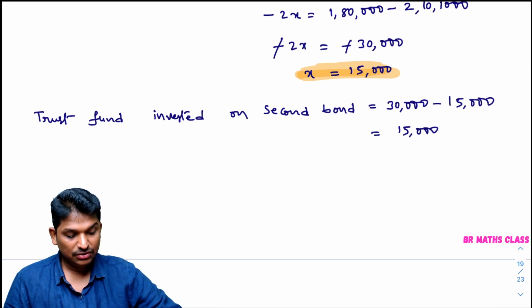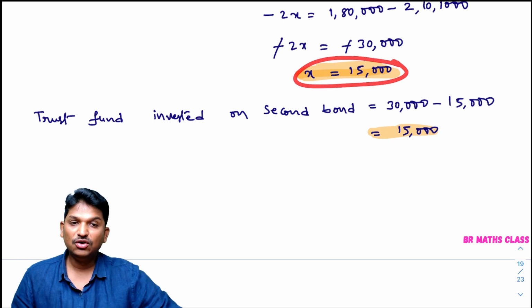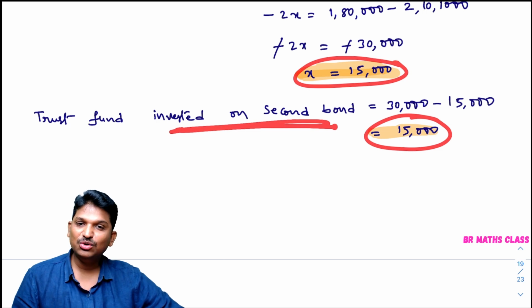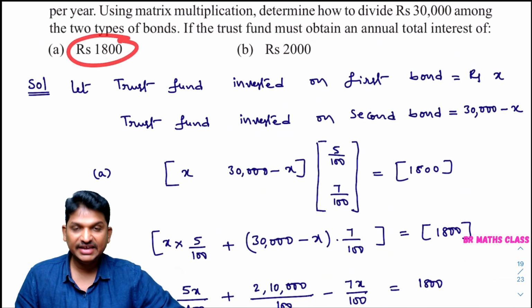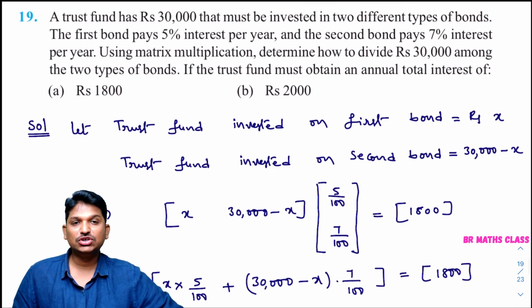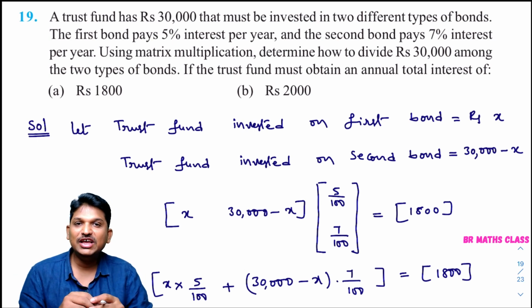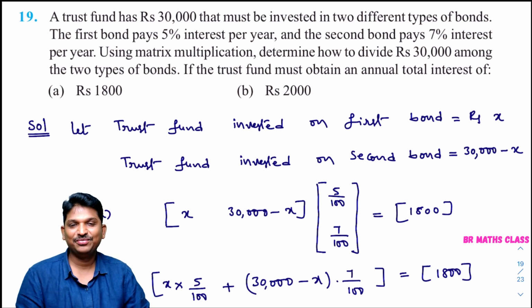Okay. So we got that rupees 15,000 invested on first bond, rupees 15,000 invested on second bond. If we invest 15,000 on first bond, 15,000 on second bond, then you will get annual interest of rupees 1800. I hope you are understanding what they are asking: in what way you divide this 30,000 and invest in both the bonds, so that you will get annual interest of 1800 rupees. Right? I think I gave more explanation for this.